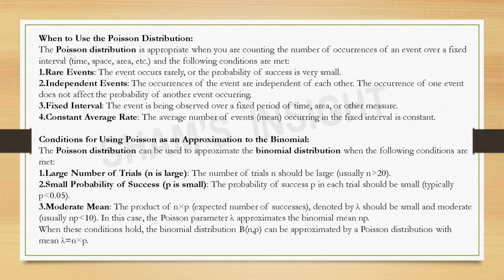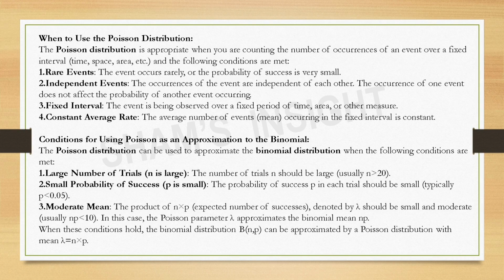So let's see, the Poisson distribution is appropriate when you are counting the number of occurrences of an event over a fixed interval, that is time, space or area, and the following conditions are met. The very first is rare event. The event occurs rarely, or the probability of success is very small. Independent events: the occurrences of the event are independent of each other, and the occurrence of one event does not affect the probability of another event occurring. Fixed interval: the event is being observed over a fixed period of time, area or other measure. Constant average rate: the average number of events, the mean, occurring in the fixed interval is constant. So these are the conditions for when to use the Poisson distribution.